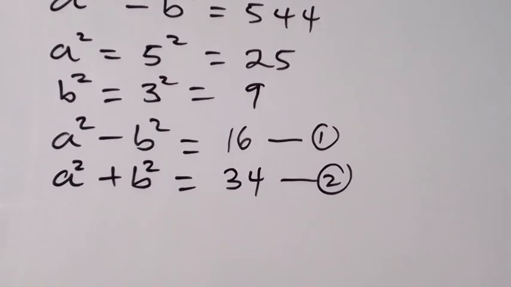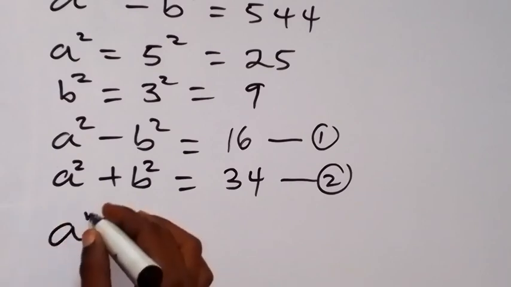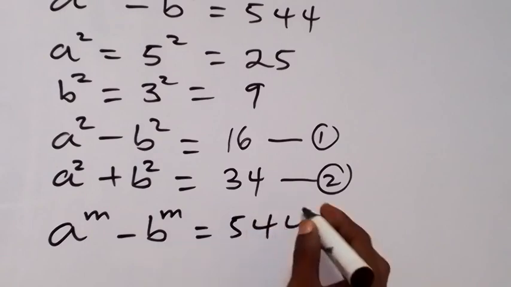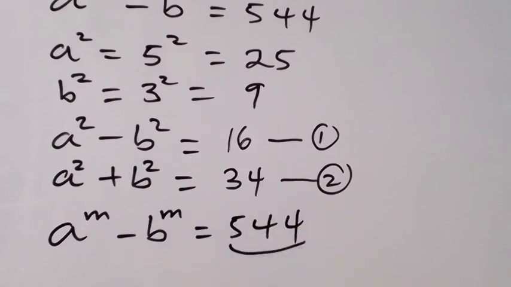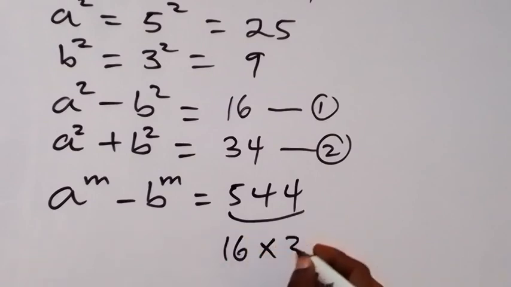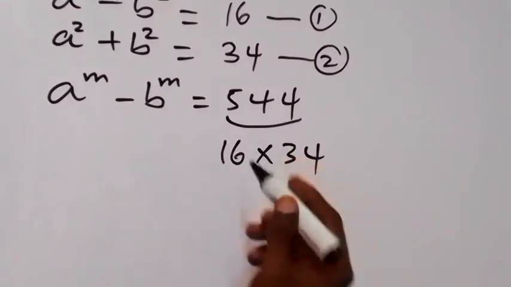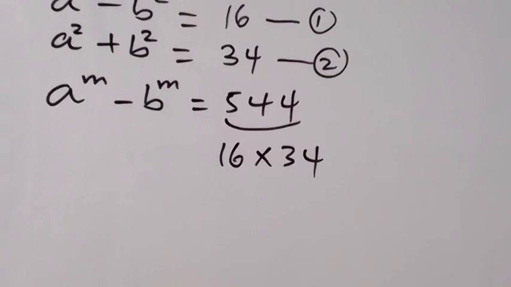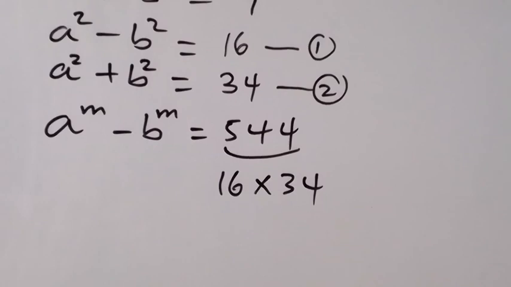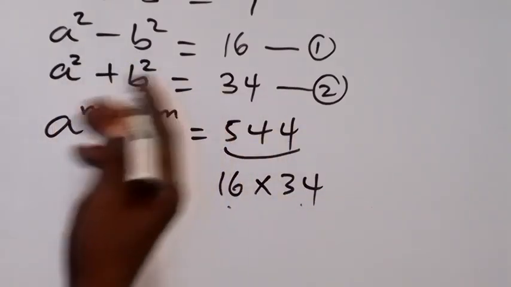And from there, don't forget, we have a raised to power m minus b raised to power m equals 544. Let's work with this. We can break 544 down as 16 times 34. And when you look at this, 16 times 34 has been denoted as a squared minus b squared and a squared plus b squared. So instead of writing 16 and 34, I will write these two on the left hand side.